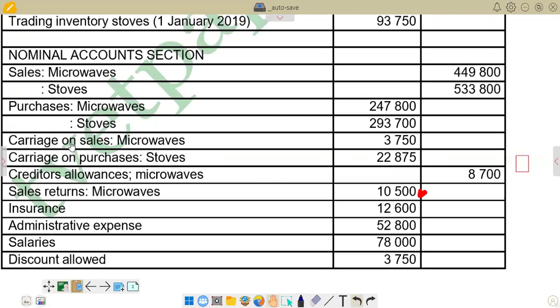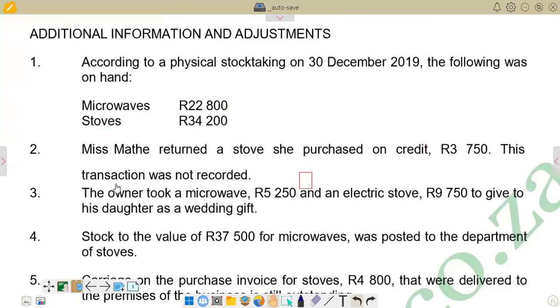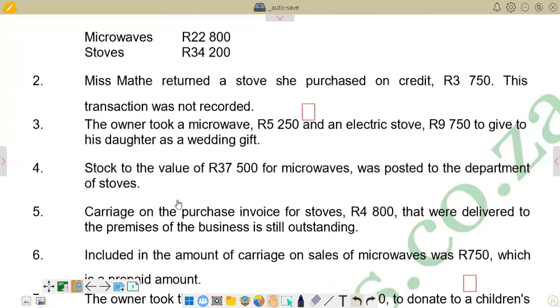So if you come here, we can go down checking all the expenses that we are having in the question. If you have carriage on sales as an expense, then this carriage on sales is for microwaves, which is 3,750. So before you enter any expense, you need to go to additional information to see if you've got any adjustment that is affecting that.